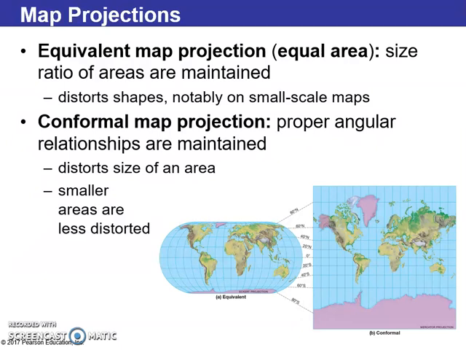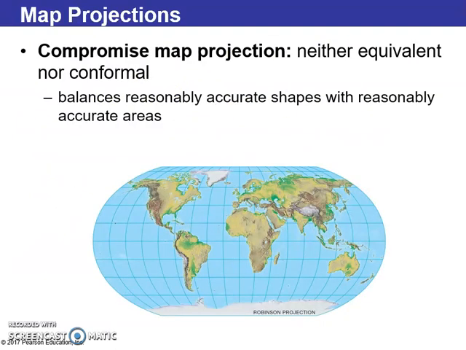So equivalent map projection, equal area size ratios are maintained. So we keep the area of Colorado or the area of Kansas, we keep it so the area is the same. Conformal, we maintain the shape. Distorts the area, though, is the cost, so it's not like equivalent map projection or equal area. Once again, we talk about trade-offs. And compromise is a map projection that's neither equivalent or conformal. So it's kind of a negotiation of the two, which we talked about in our 4 map properties, projection properties, that sometimes we can keep 2. So here's an example of that.